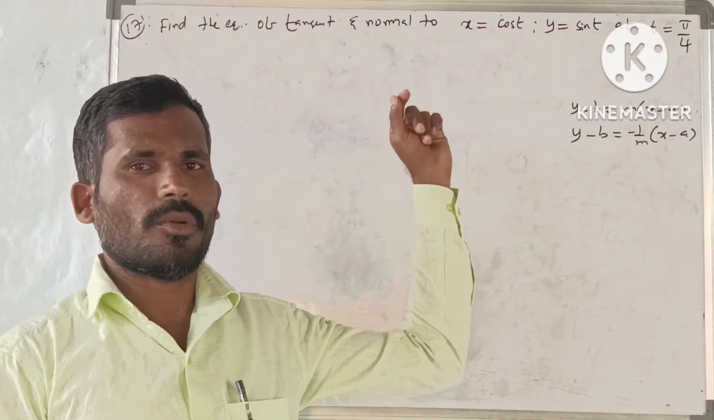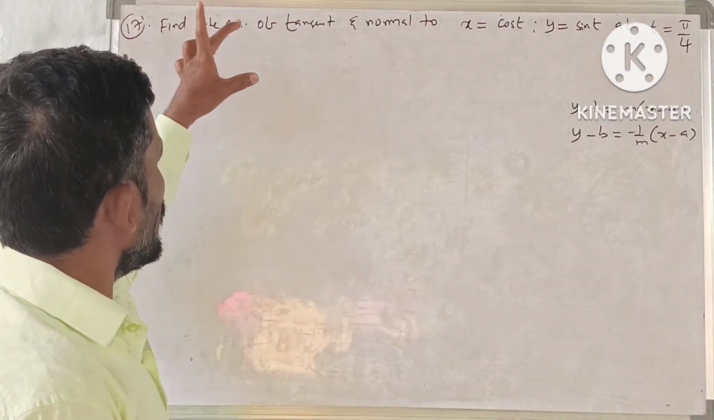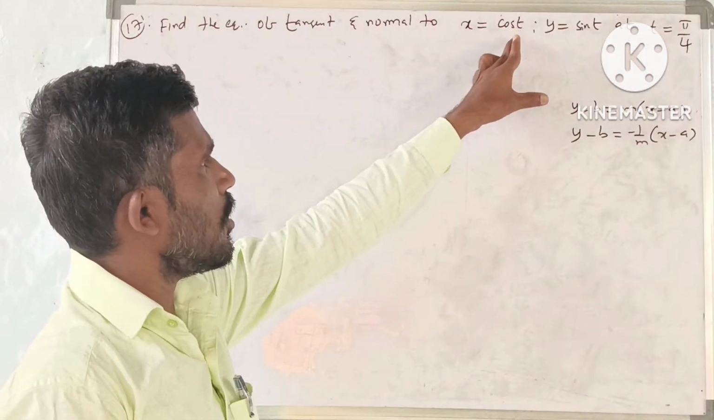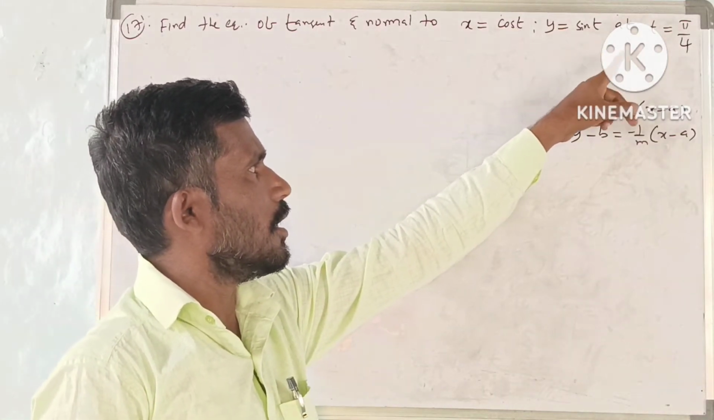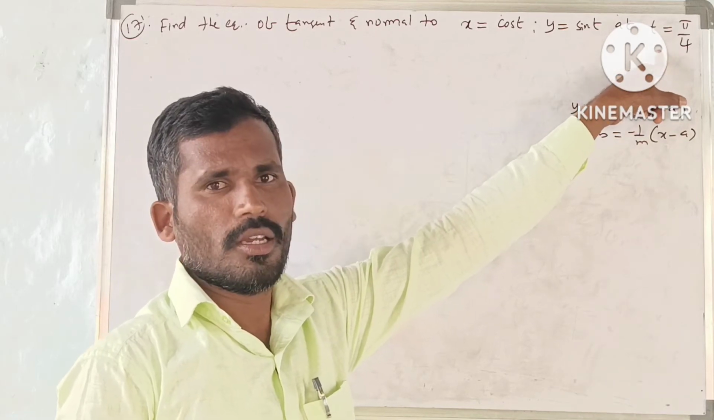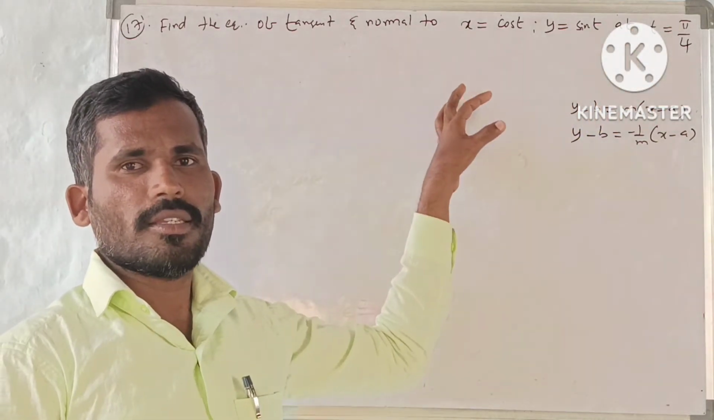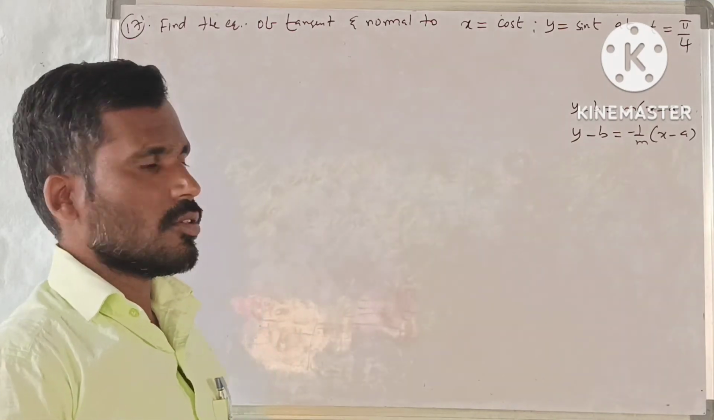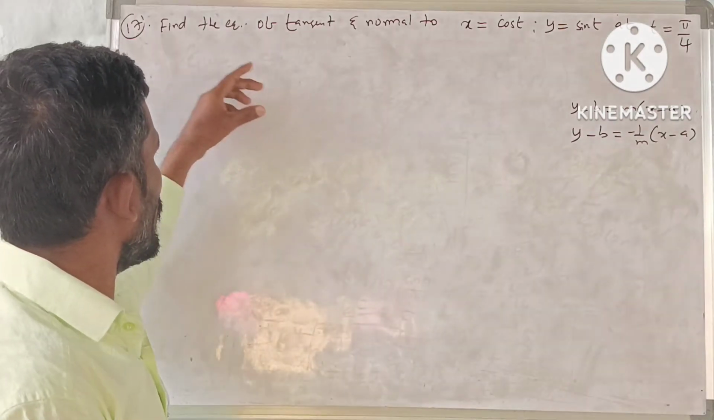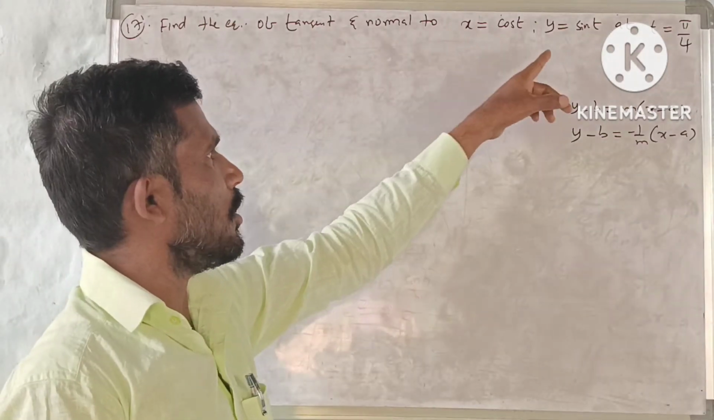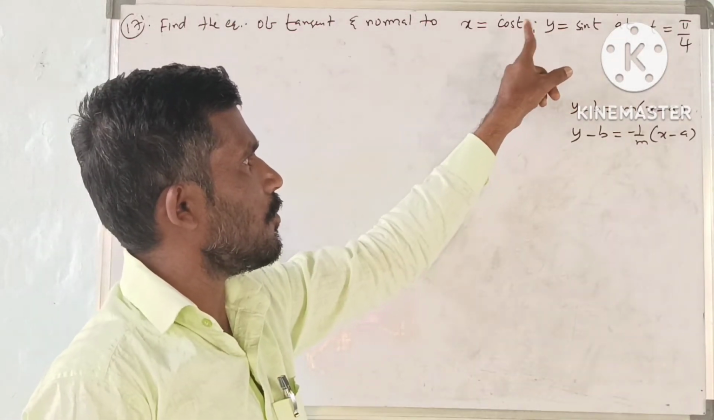Next, one of the important problems: find the equation of the tangent and the normal to x is equal to cos t, y is equal to sin t at t is equal to pi by 4. In the previous problem we just asked for the slope of the tangent and the slope of the normal. So this is an extension of the previous one only. Find the equation of the tangent and the normal, given the parametric form here.